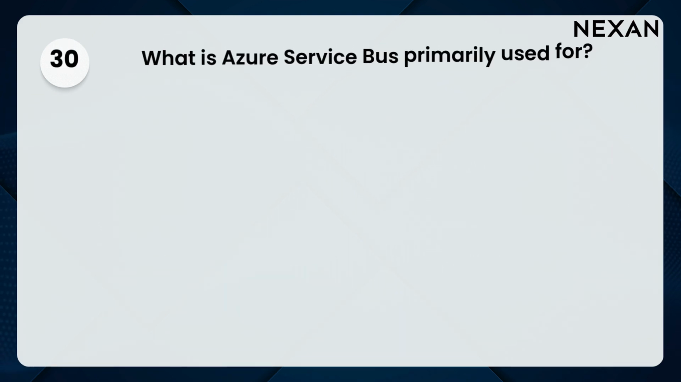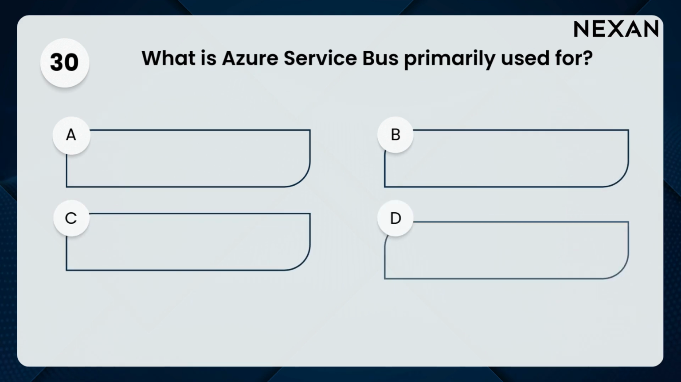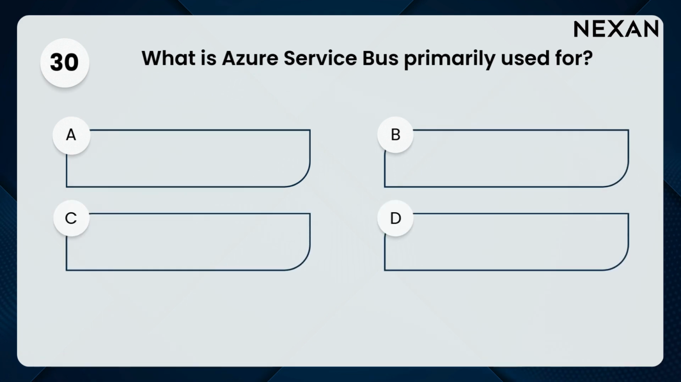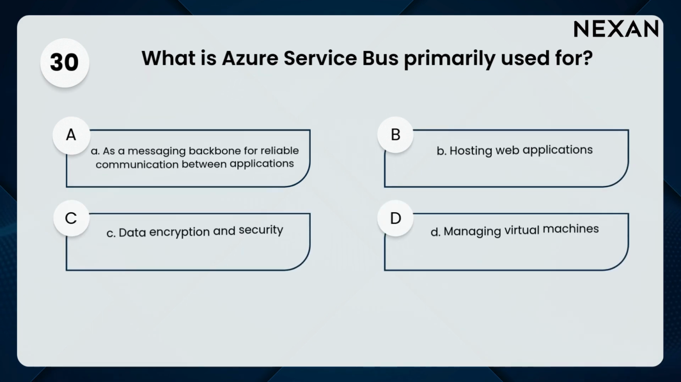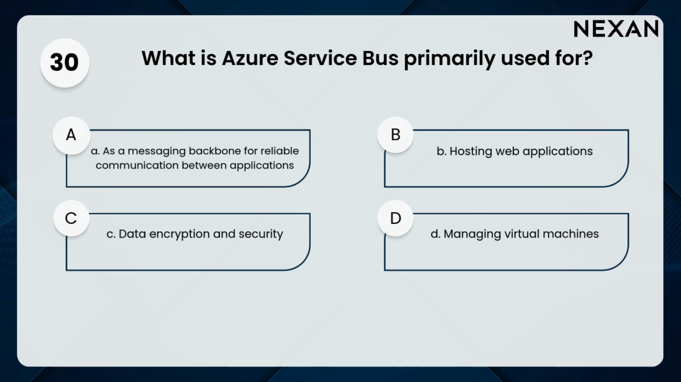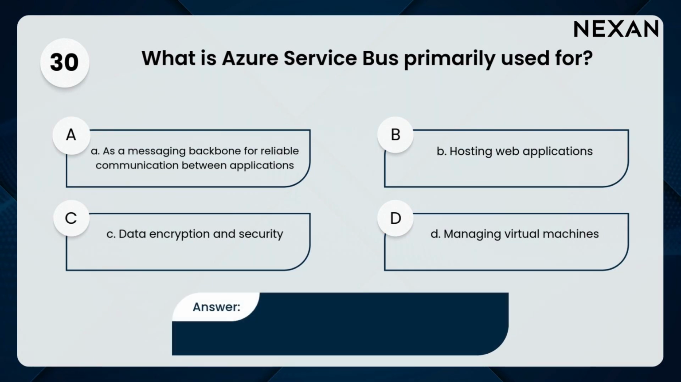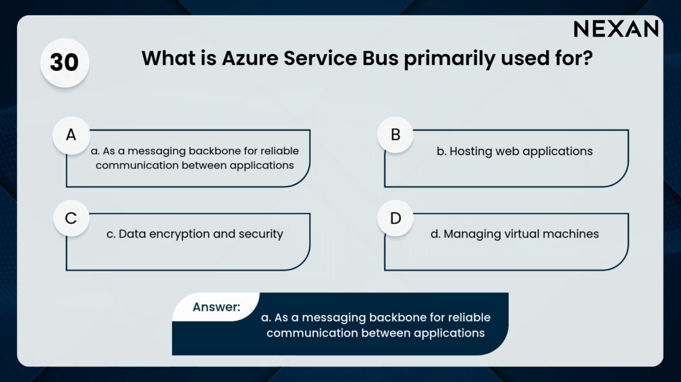30. What is Azure Service Bus primarily used for? A. As a messaging backbone for reliable communication between applications. B. Hosting web applications. C. Data encryption and security. D. Managing virtual machines. Answer: A. As a messaging backbone for reliable communication between applications.